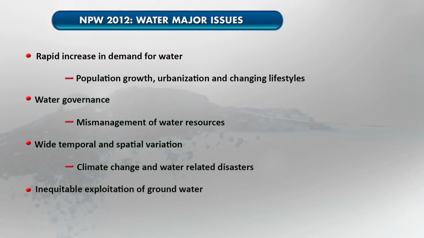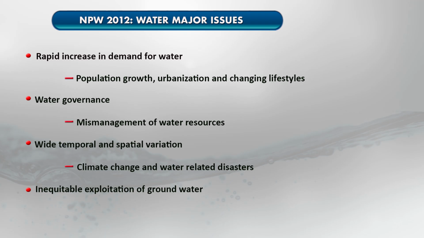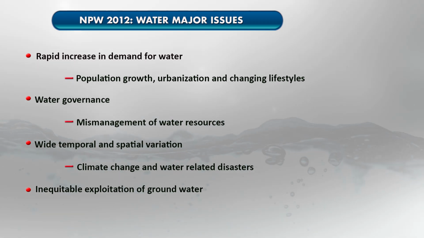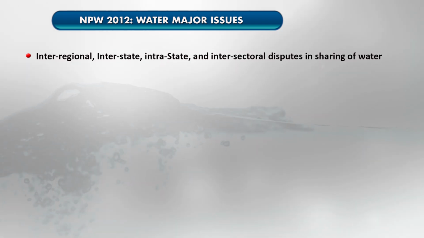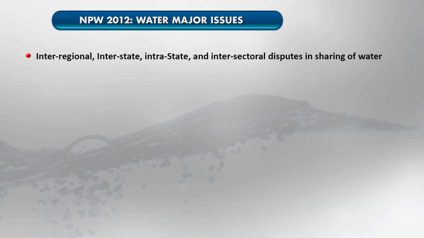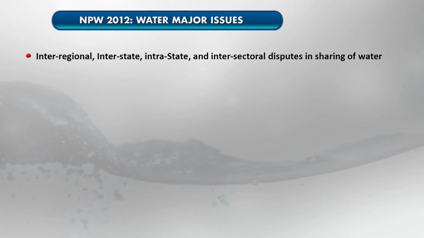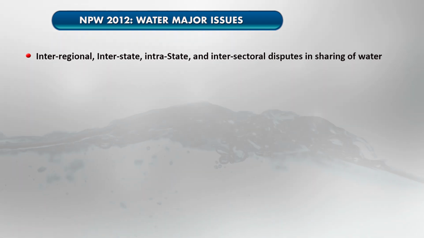And also the national water policies have identified that there is inequitable exploitation of groundwater. In some areas there is over-exploitation of the groundwater that is causing a disaster. The land has become dry in that area. There is no agriculture possible because the water level is depleting very fast in some areas. And the national policy on water also identified that there are inter-regional, interstate, intrastate, intersectoral disputes in the sharing of water. Many states are fighting in court to have control of the water resources.